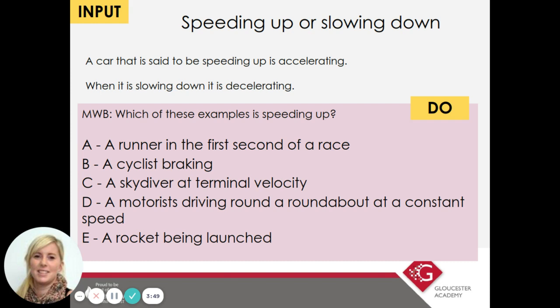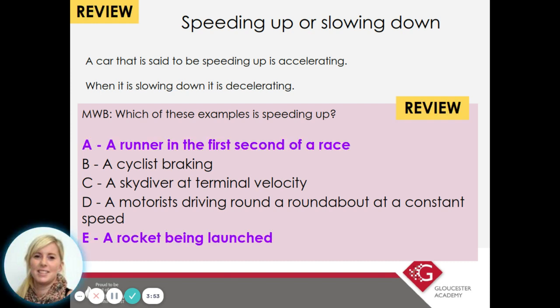And then if you've come back after pausing, you should have, that is A, so a runner in the first second of a race. So you were stood still, then you started running, so you're accelerating. And then E also is a rocket being launched. You're having to put a tremendous amount of thrust to overcome the frictional forces and air resistance as the rocket is being launched. So that rocket then would be accelerating. So obviously B, a cyclist braking, that would be an example of decelerating.